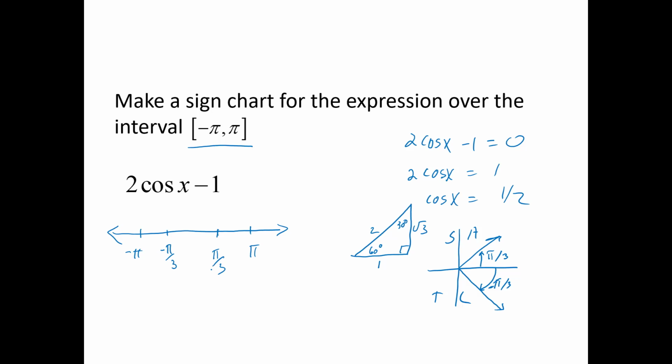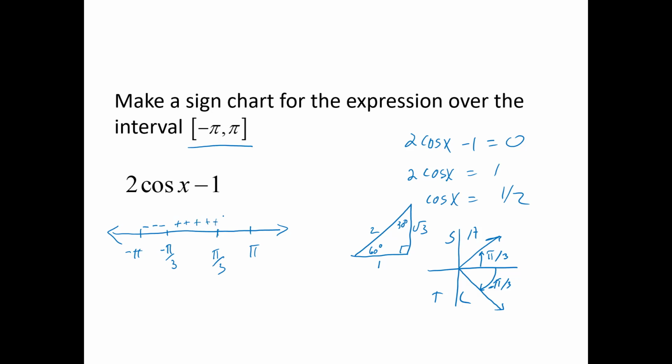You can see then that if you put in negative pi, you will get negative 2 minus 1, which is negative 3. So then everywhere in this interval, it has to be negative. Otherwise, there would have to be a 0 in between there, and we've already said that there is not. Okay. In between negative pi over 3 and pi over 3, we can put in 0. The cosine of 0 is 1. 2 times 1 is 2. 2 minus 1 is 1. So then we get a positive number here.